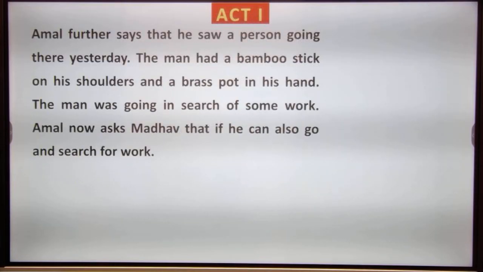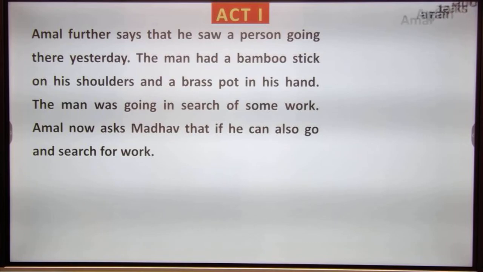Amal further says that even that morning he saw a person going from there. The man had a bamboo stick on his shoulders and a brass pot in his hand. When Amal asked him where he was going, the man told him that he was going in search of some work. काम की तलाश में जा रहा था. Amal now asks Madhav if he can also go and search for work. He also wants to do this kind of work.